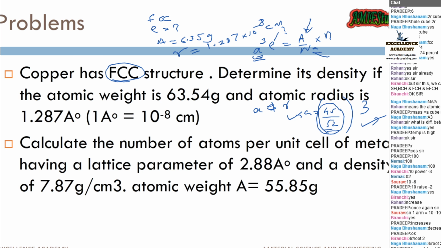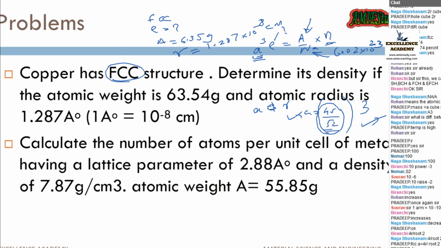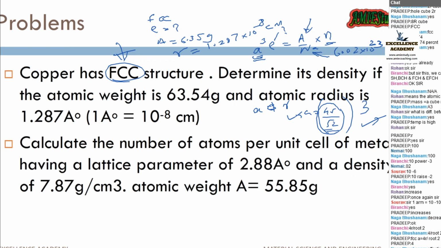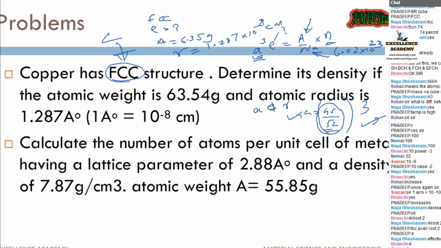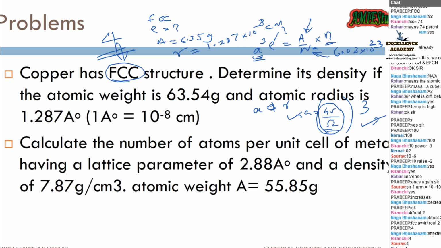The value of a is given there. What is the value of Na? 6.02 into 10 raised to 23, right? 6.02 into 10 raised to 23 number of atoms. Next, what is the value of small n? What is the effective number of atoms in the case of an FCC structure? Pradeep says that it is 4. Can all of you agree with that? Yes, we know that the effective number of atoms in this case is equal to 4. So the value of n is equal to 4. Then you will get the value of density. Can you do that?